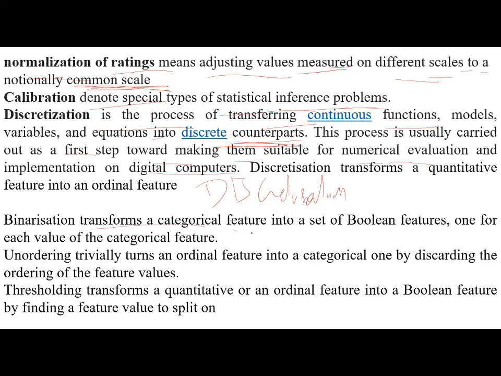Binarization transforms a categorical feature into a set of Boolean features, true or false. Unordering trivially turns an ordinal feature into a categorical one by discarding the ordering of the feature values. Thresholding transforms a quantitative or ordinal feature into a Boolean feature by finding its feature split.